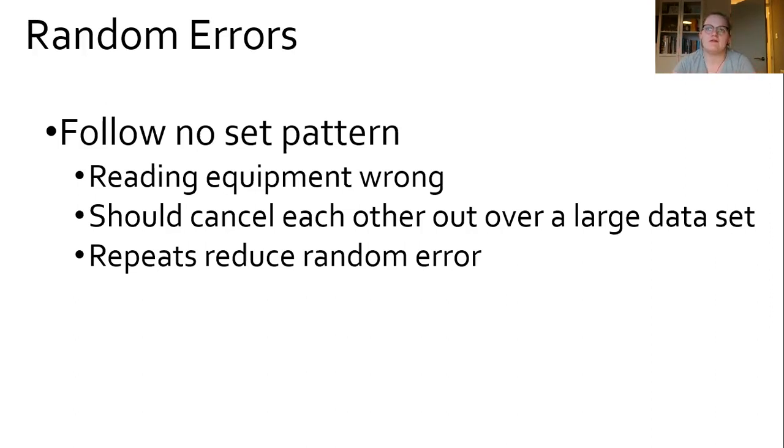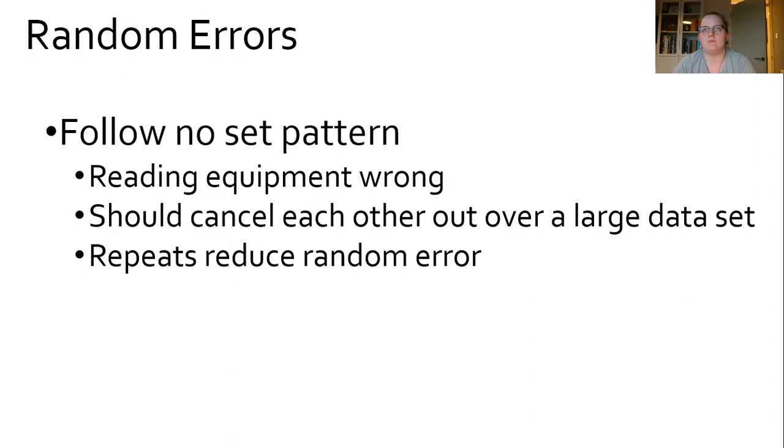What's quite good about random errors is if we are taking a large enough sample size, a large enough data set, what should happen is they should start to cancel each other out. So we will have anomalous results. We will have a random error that's appeared from somewhere because we've read the equipment slightly wrong.